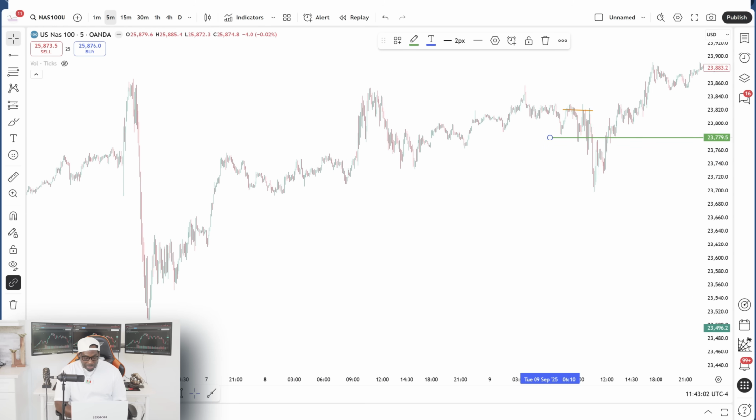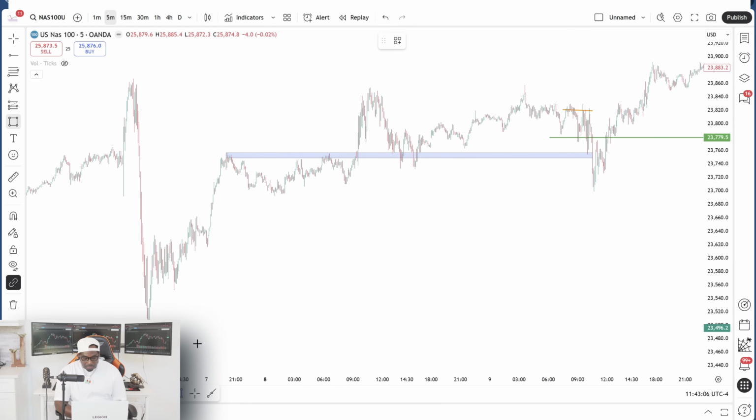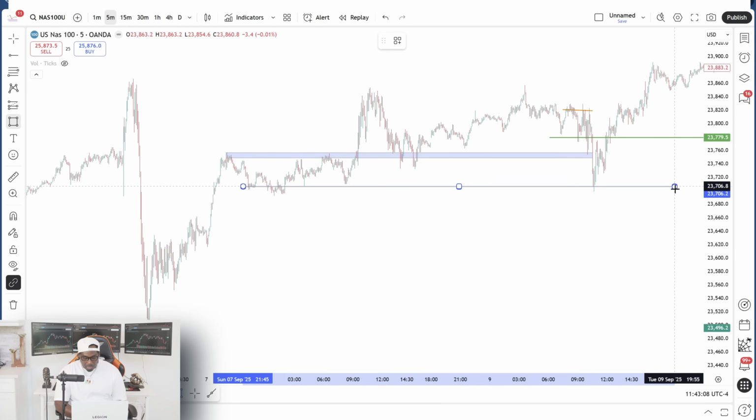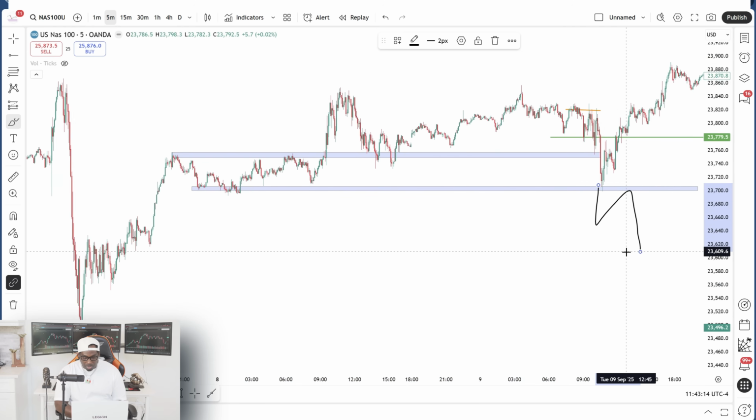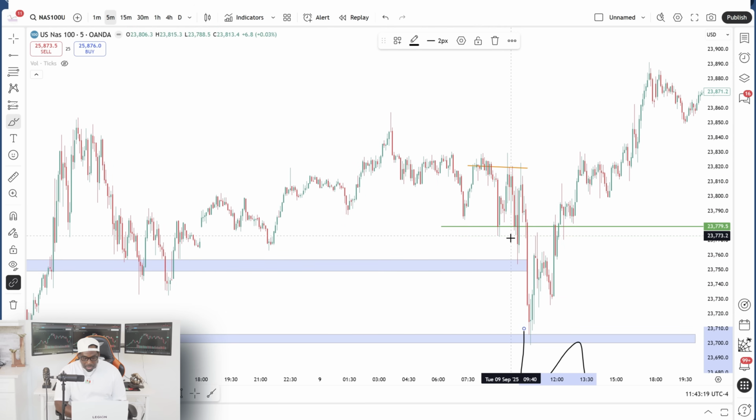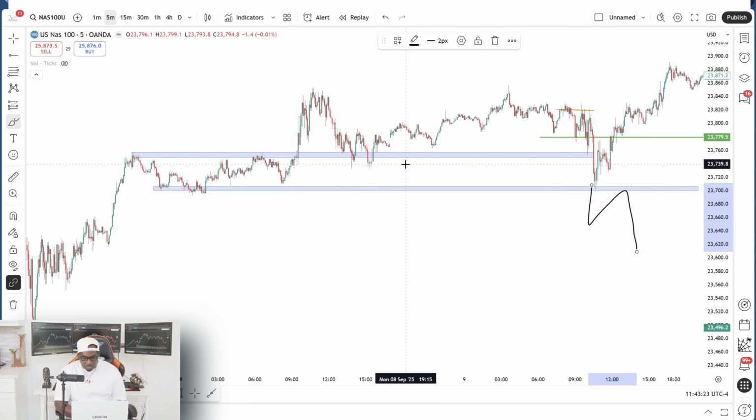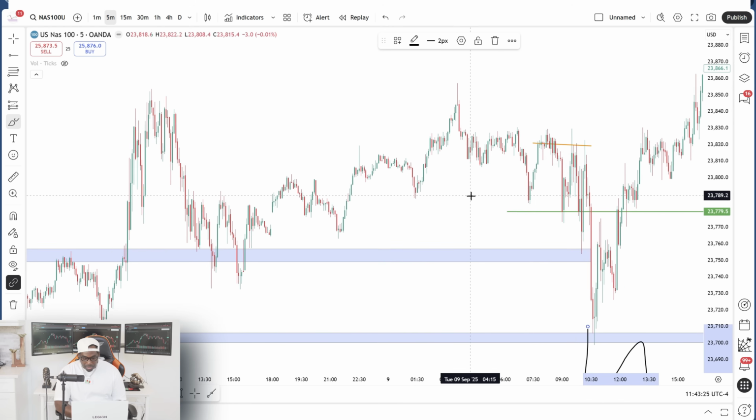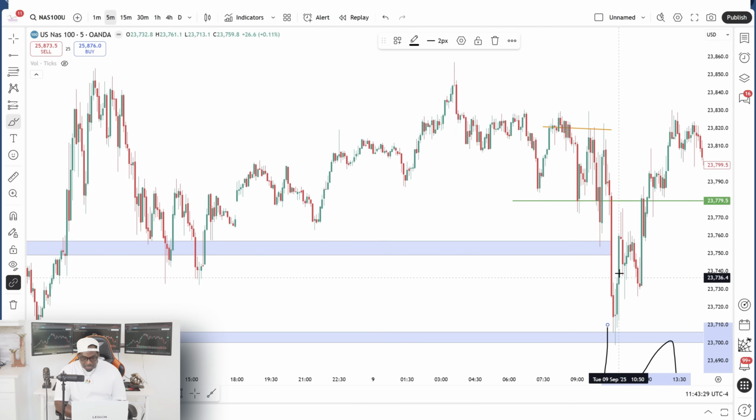Okay, I still see we have support right here, right? And right here. So let's say that we break this support and we continue to go down, then I could start to look for shorts. But right now, it doesn't really make any sense to look for a short. The way I'm looking at this market is we're still trending up and we just have support right here, okay? So notice how we broke that to the downside.